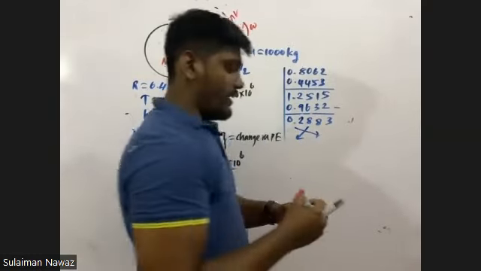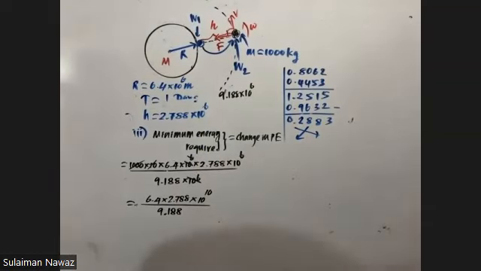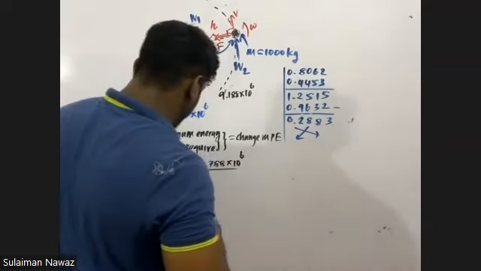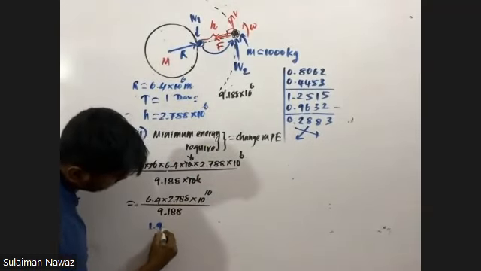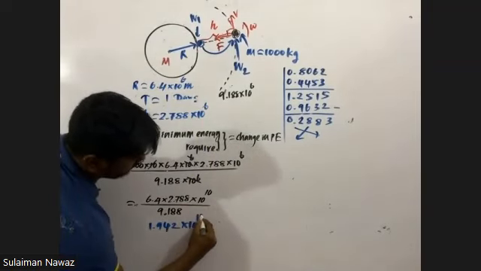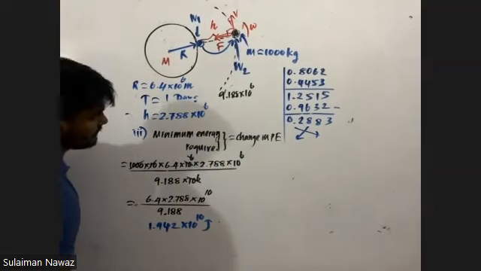Now the antilog. Antilog of 2883 gives 1942. The answer is 1942 × 10^10 joules.